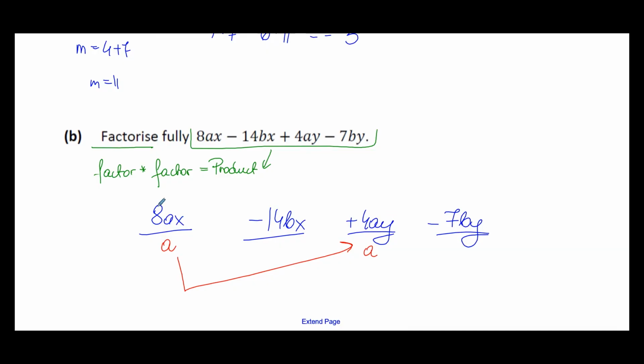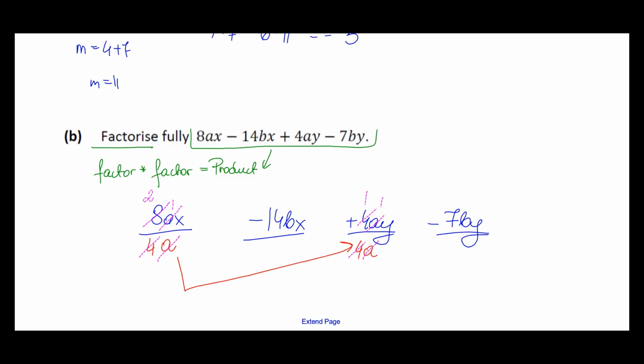Then I'm saying, okay, 8 and 4. Can I divide those by the same number? Yes, we can divide them by 2. Actually, we can divide them by 4, isn't it? So what will I have left over? A divided by a will be 1. 8 divided by 4 will be 2. And then here again, a divided by a is 1, 4 divided by 4 is 1.